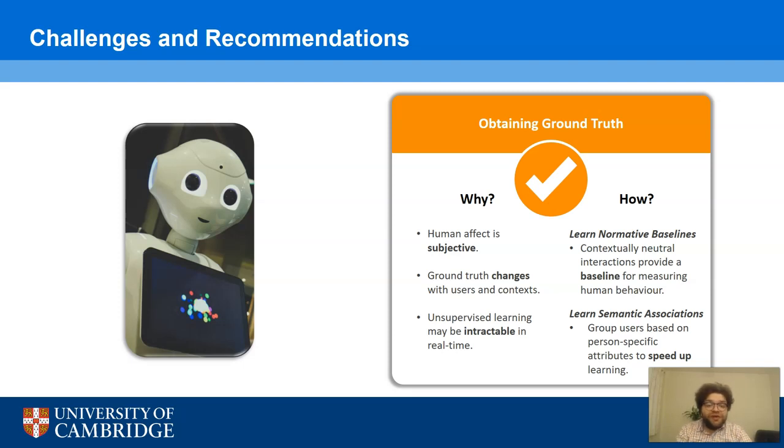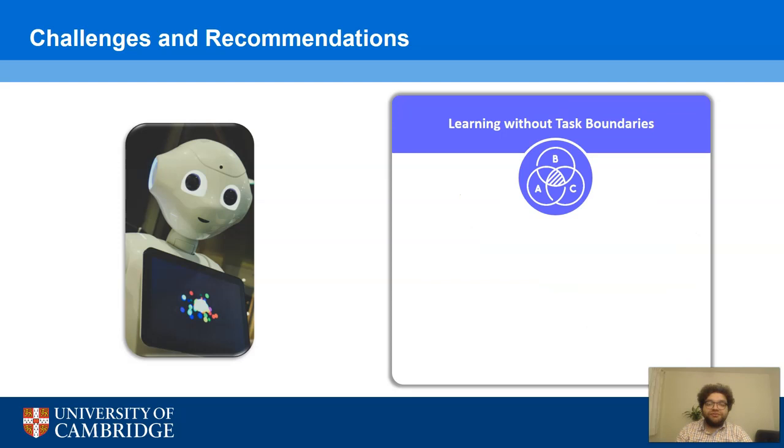Additionally, grouping the users together using contextual attributes of personality or gender can help speed up learning initially and can then be later fine-tuned during interactions.